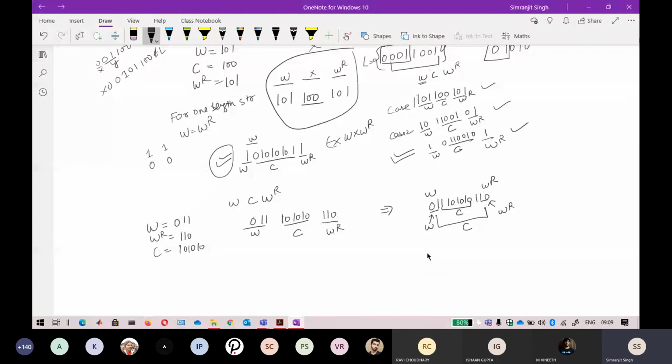This is because when you take the reversal of a one length string, the reversal will be the same. That is why I am talking about this. But if you have a string like this, where you are not able to find W, and not able to find a reversal of it, it means that this particular string does not belong to the language WCW.